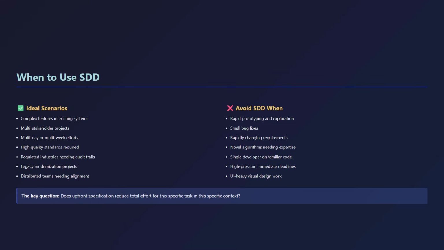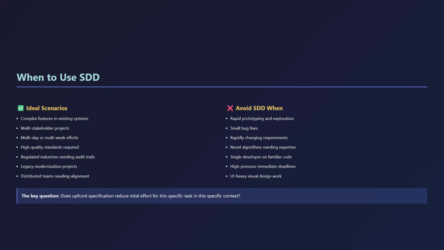Avoid SDD for rapid prototyping and exploration where speed trumps structure. For small bug fixes where overhead exceeds benefit. When requirements are rapidly changing and spec maintenance becomes its own burden. For novel algorithms needing deep human expertise. For single developers working on familiar code where there is overhead without collaboration benefit. During high-pressure immediate deadlines where there is no time for learning, for UI-heavy visual design work where non-visual specs do not help.